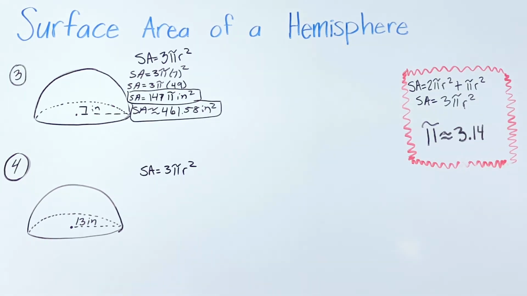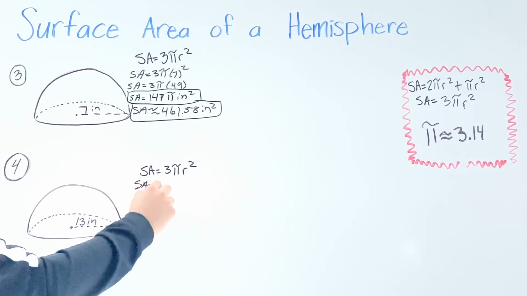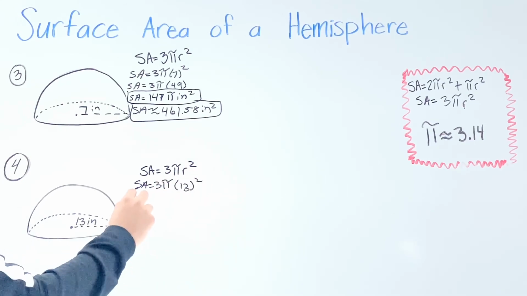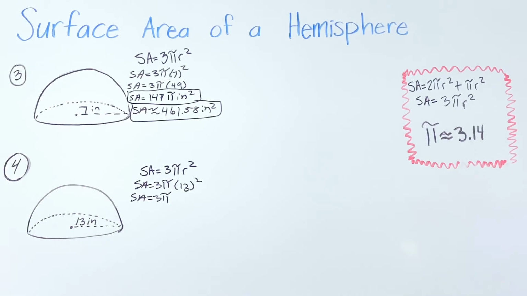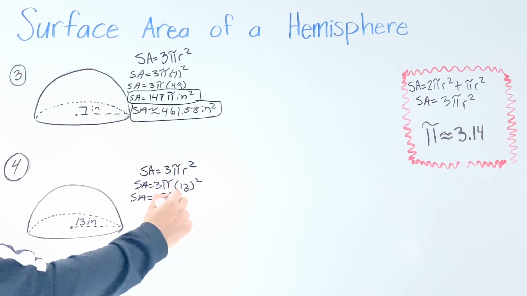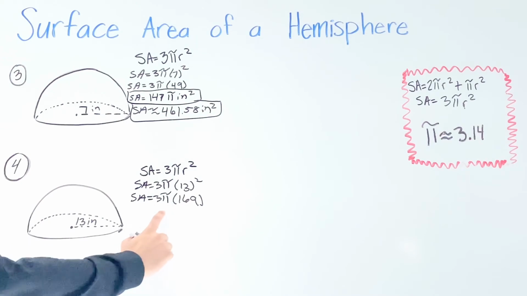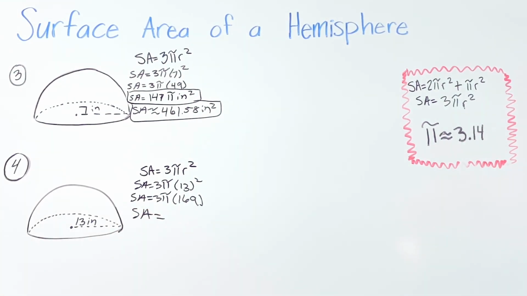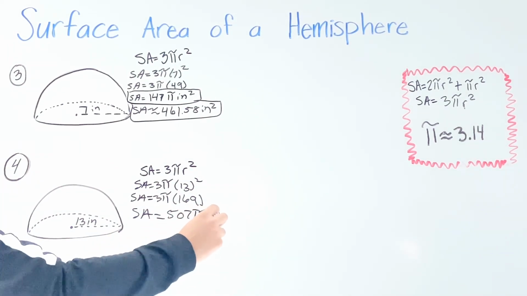Okay. And for number 4, we're going to do the same thing. Just plug in 13, which is our radius. So I have surface area equals 3 pi 13 squared. We'll multiply 13 times 13, and we get 169. Then we multiply 169 times 3. We have 507 pi inches squared.